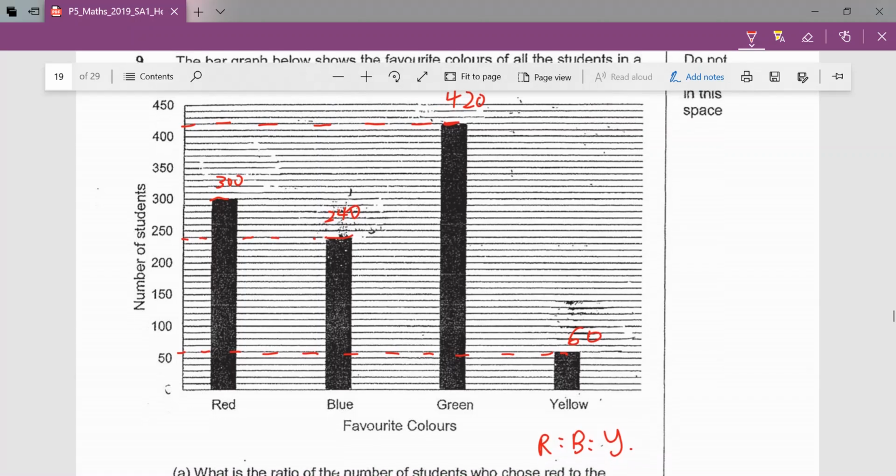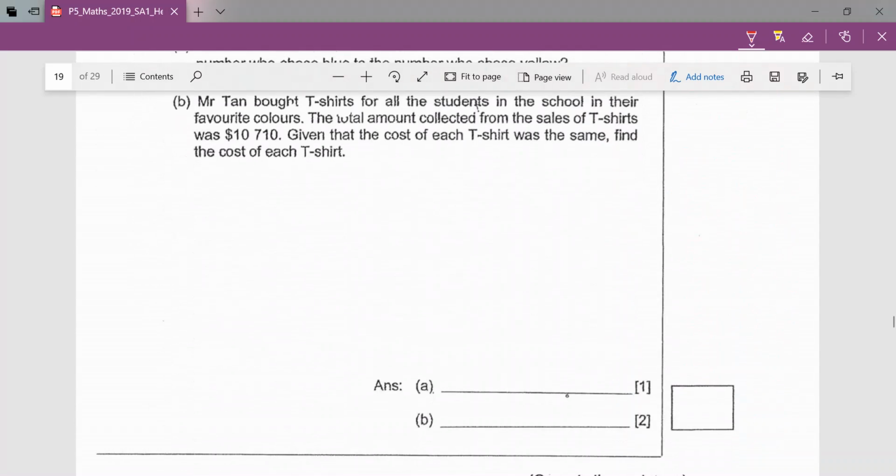So red is to blue is to yellow is 300 is to 240 is to 60. If you simplify it, you divide by 60 throughout. You get 5, you get 4, you get 1. So the answer is 5 is to 4 is to 1 here.